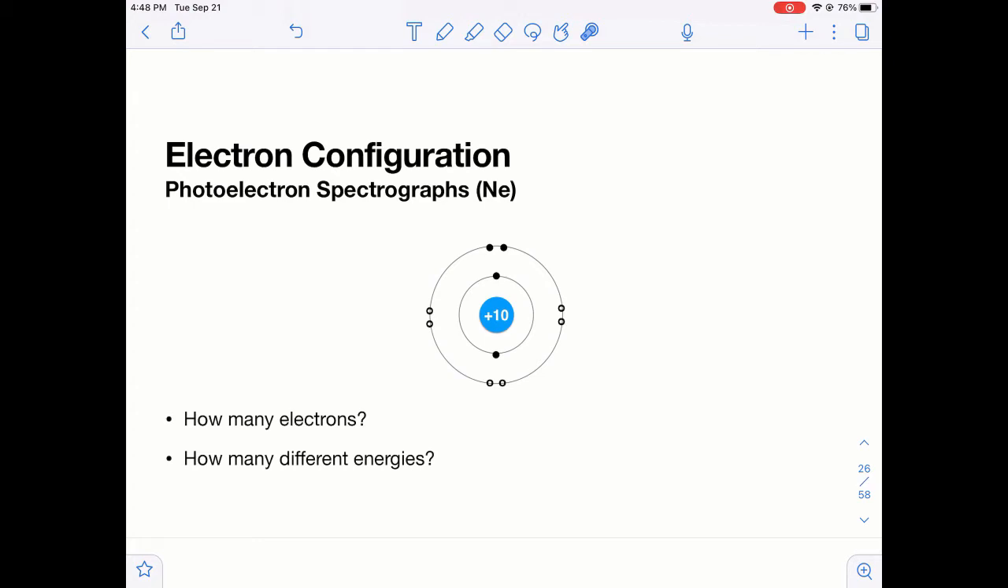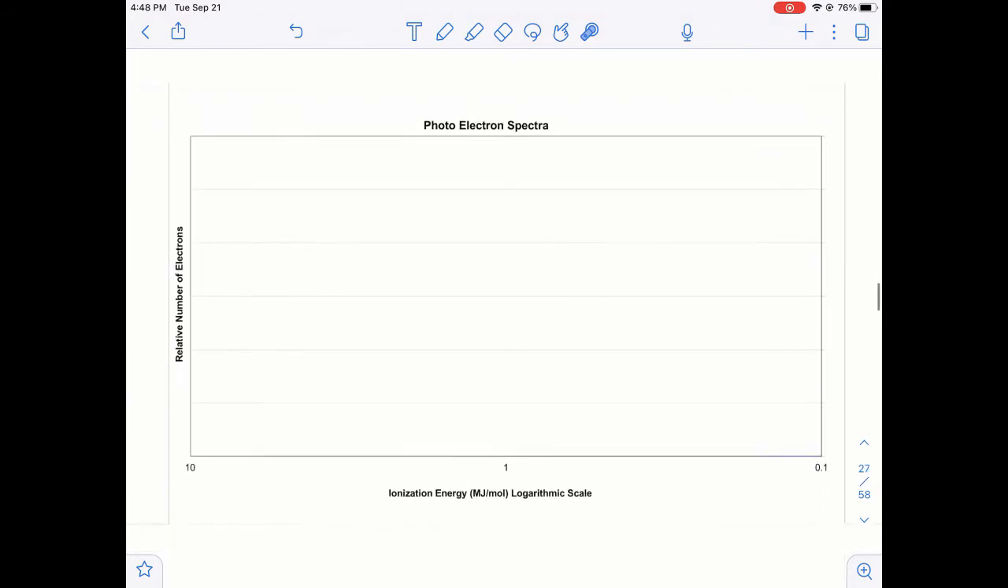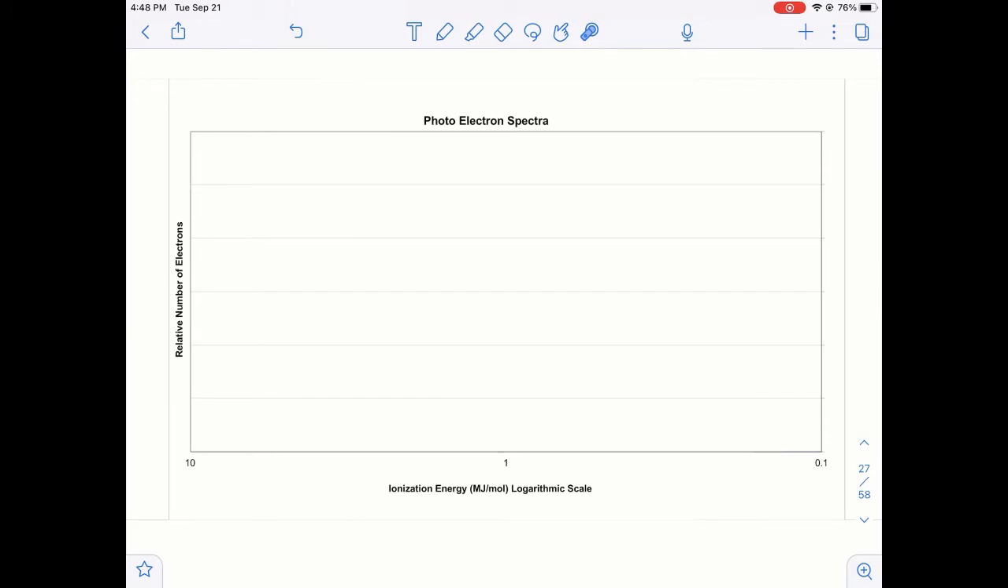So when we go to do the photoelectron spectrograph for our neon, what we are going to see is, again, the first energy level electrons represented as high energy, high ionization energy. The reason why I drew it a little bit shorter here is so I have enough room to represent the heights correctly. So that's going to be the 1s, and that's going to represent 2 electrons. And then my 2s is going to be the same height. It's going to represent 2 electrons.